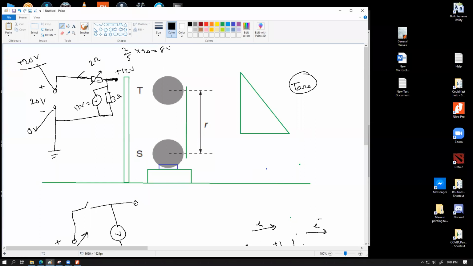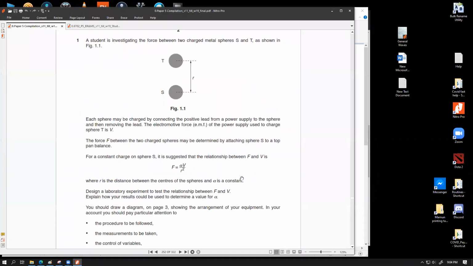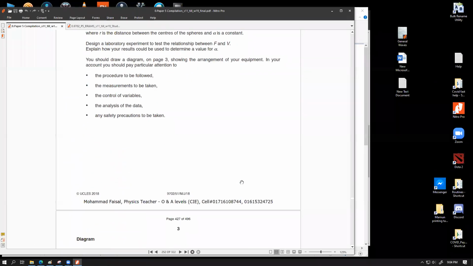Let's have a look at the mark scheme, maybe. May-June 1851.